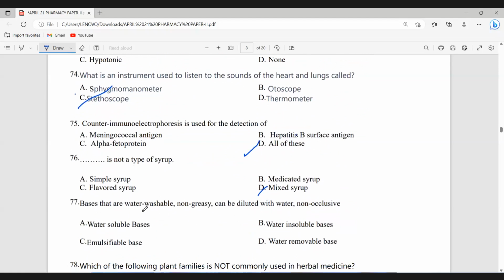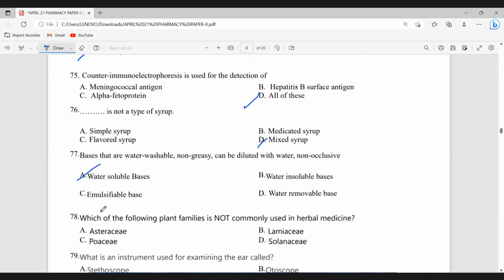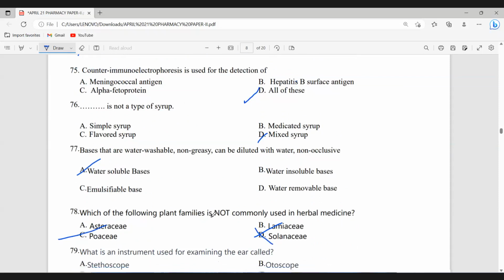Then 77, the base that is water washable, non-greasy, can be diluted with water and non-occlusive. This is a direct question. That is water soluble bases. Then 78, which of the following plant families is not commonly used in herbal medicines? This is a direct question. Solanaceae we can use. Poaceae drugs we can't use.